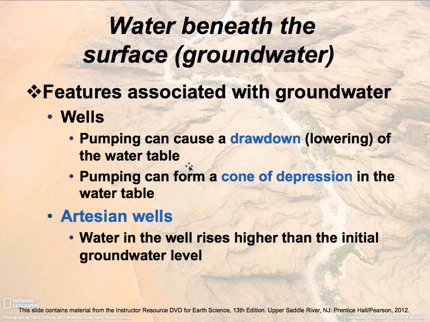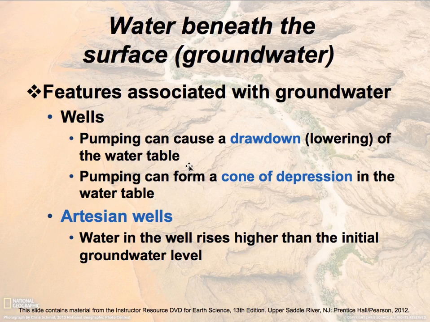Wells are used to extract water from aquifers, or from the zone of saturation, and often have to be well calibrated or well designed so that they do not cause the water table to drop to the point where the wells become dry. So you don't want to pump through a well at a rate that's greater than the permeability, or the ability of that aquifer to transmit water.